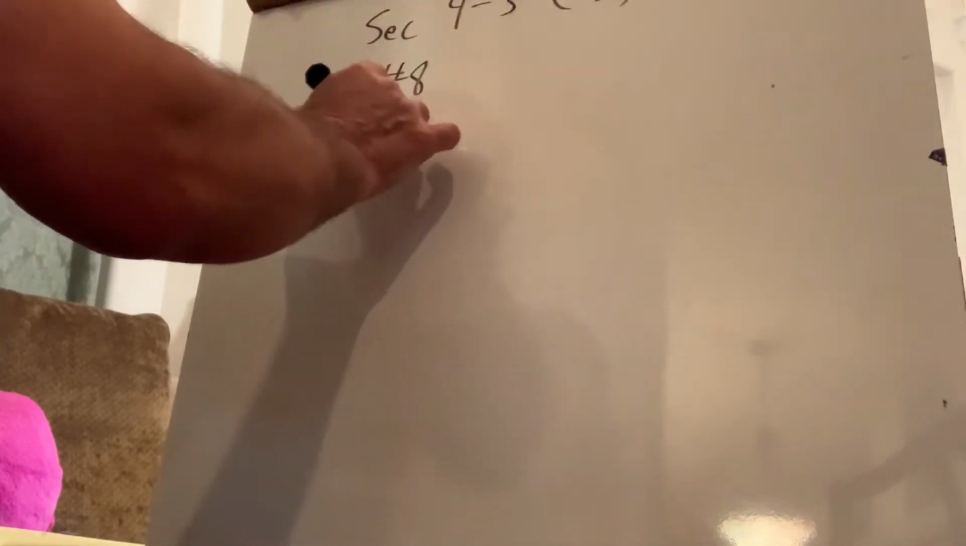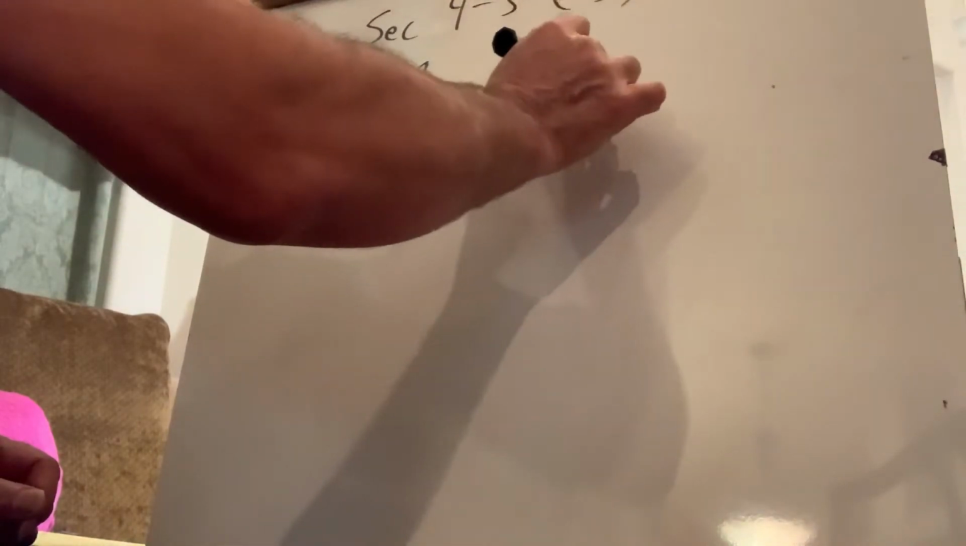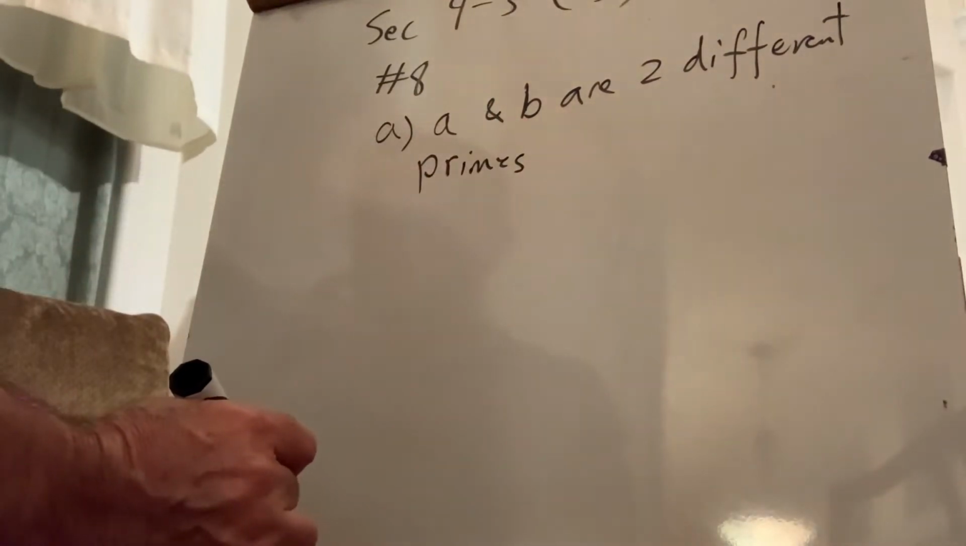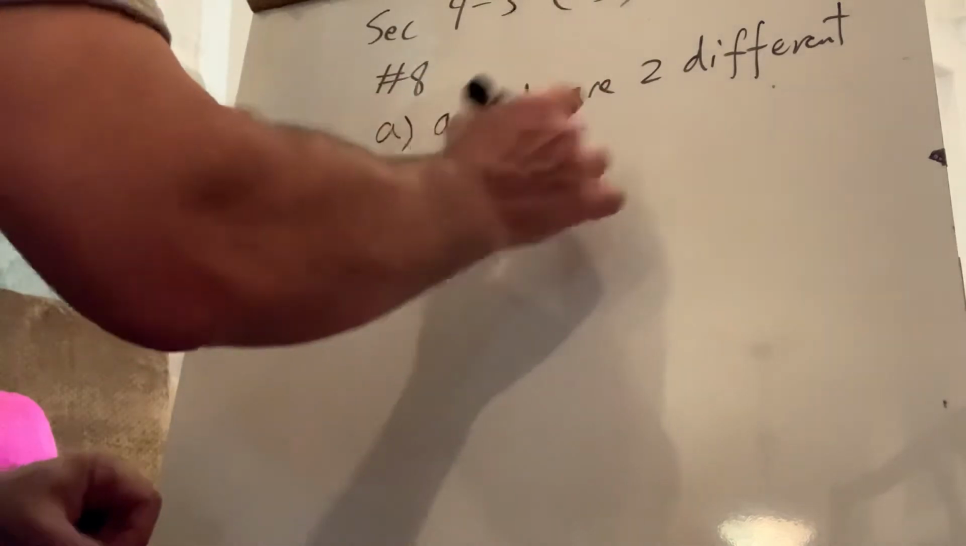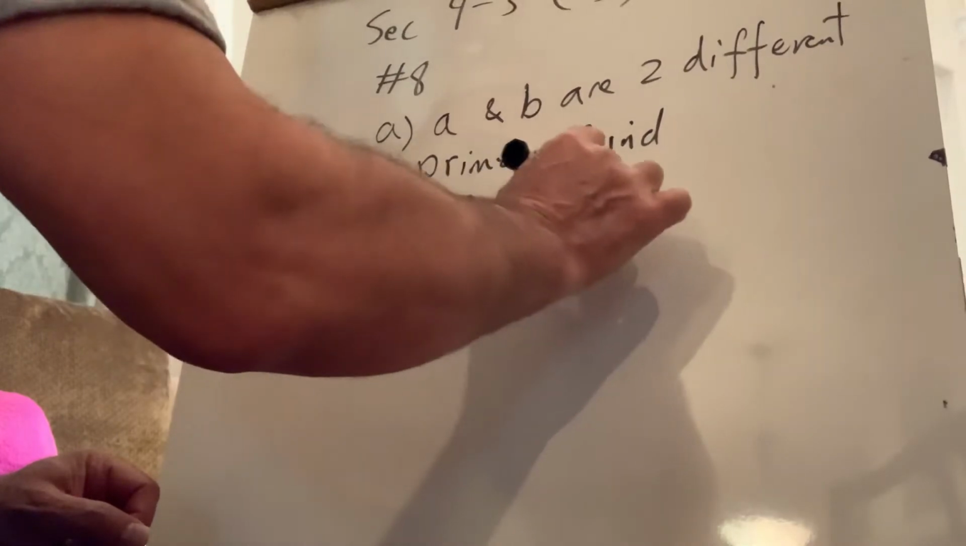Before I explain this, they're talking about the GCD and LCM. So let me first tell you the notation we're going to use here. The first part, A, asks the question: if A and B are two different primes, he wants to know what is the GCD of A and B.